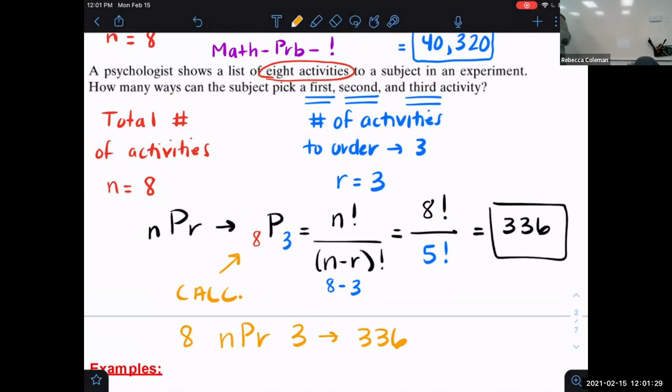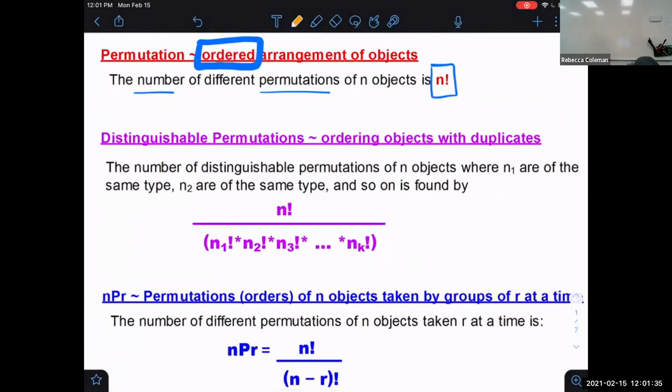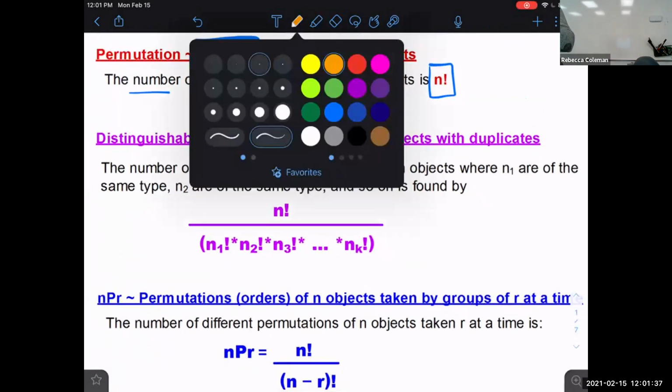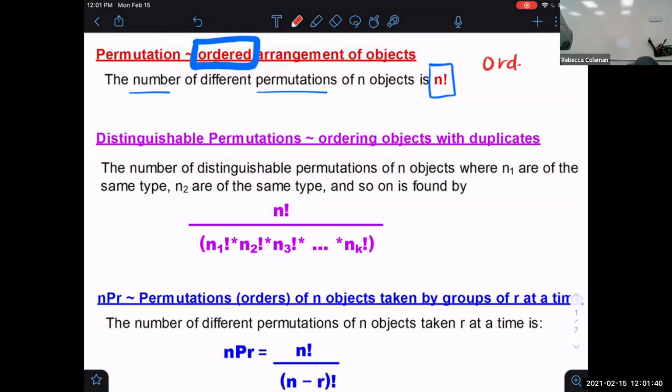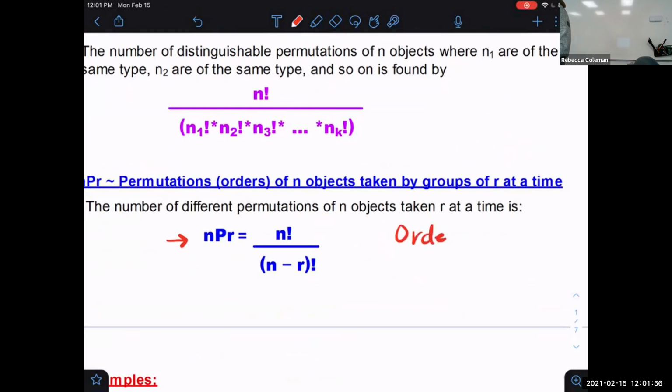So we've talked about 2 rules so far. We talked about the first one, just the basic n factorial. This is what you use when you want to order all of your objects, like all 8 here. The second thing that we talked about was the NPR function. This is still a permutation, so you're still talking about an ordered arrangement, but this is used when you only want to order some of your objects, and r is the number of objects that you wish to order.